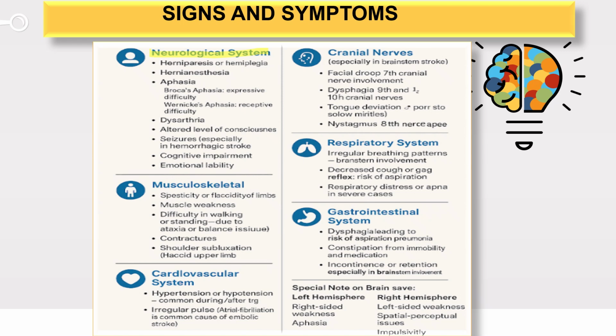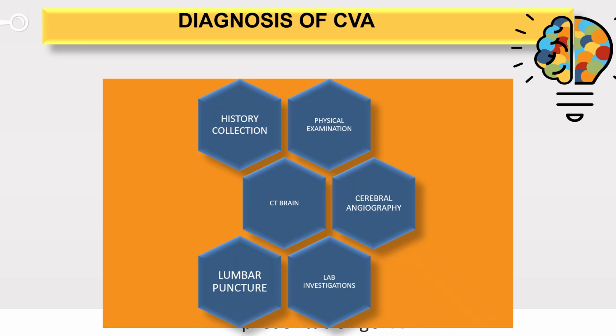Something that you want to know is that if the patient is talking about right-sided weakness, your concentration should be that the left hemisphere is involved. If the patient is talking about left-sided weakness, then you must keep in mind that the right hemisphere of the brain is involved. How do you diagnose?